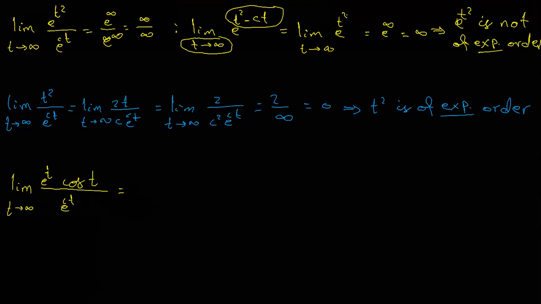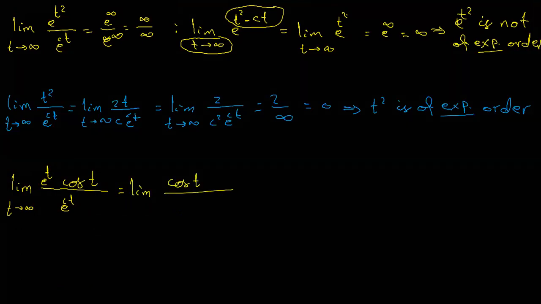Can I take the t down, e to the t down to be negative? So I have the limit of cosine t divided by e to the (c minus 1)t when t tends to infinity. I need help now.